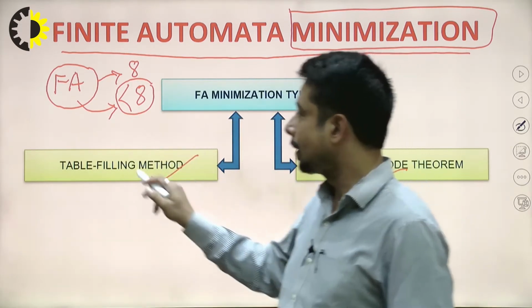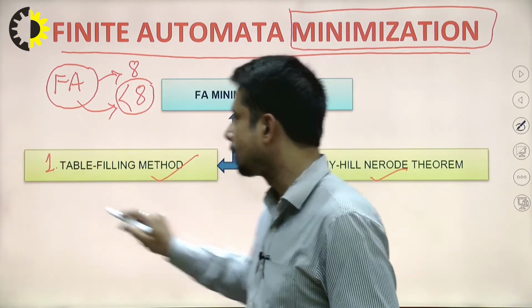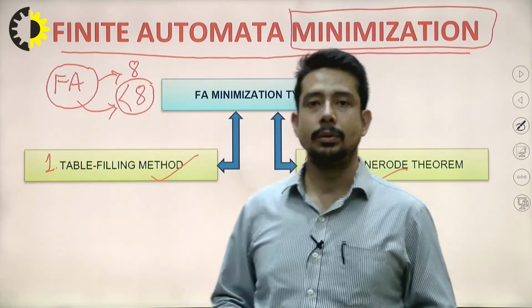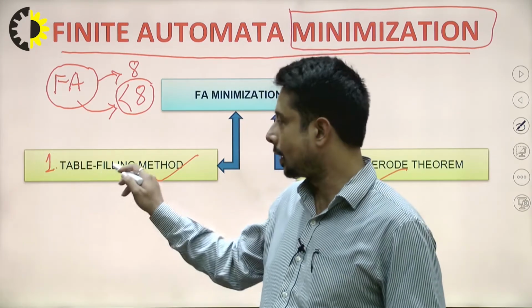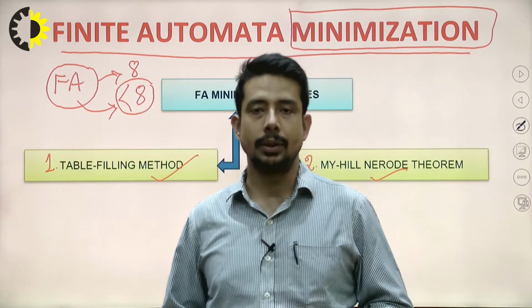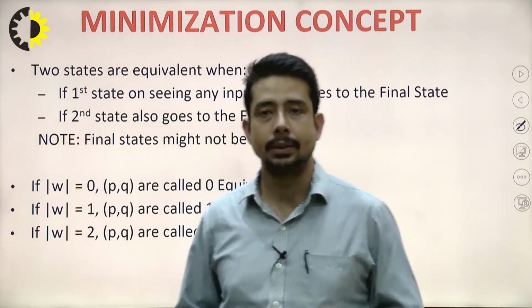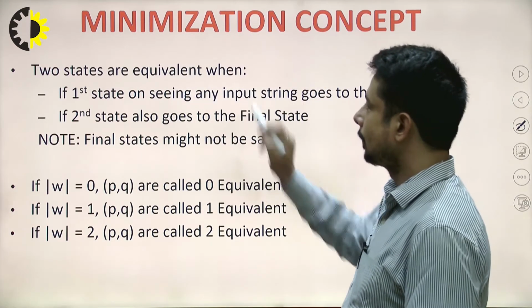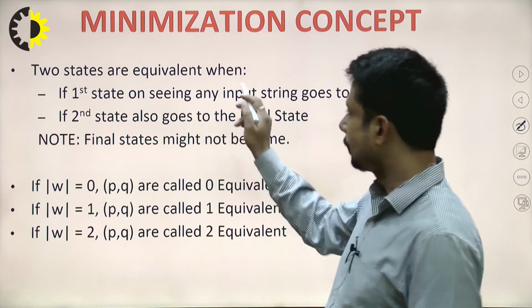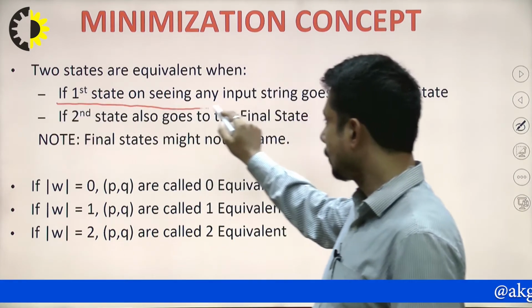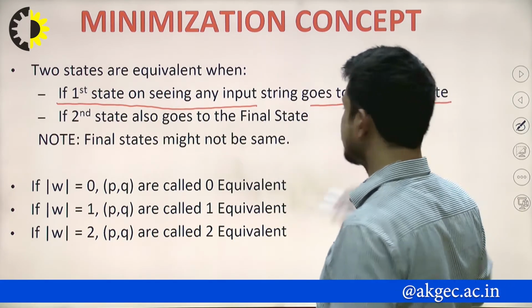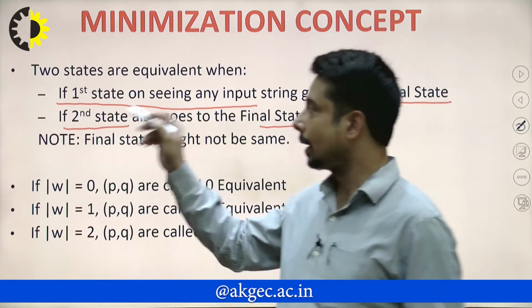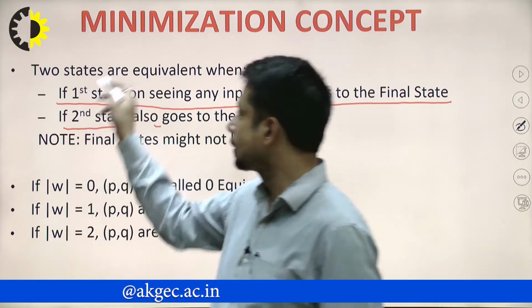For this we have two algorithms: number 1 is the table filling method and number 2 is the Myhill-Nerode theorem. In this video we will look at how to minimize a particular finite automata and what the algorithm explains. The next slide covers the concept of this minimization. The first concept says that two states are equivalent if, on seeing any input, the first state goes to a final state and the second state also goes to a final state.